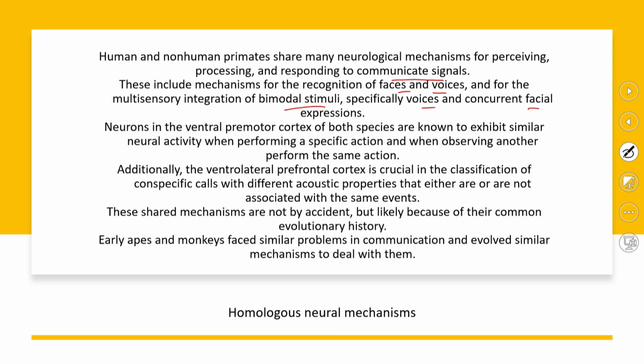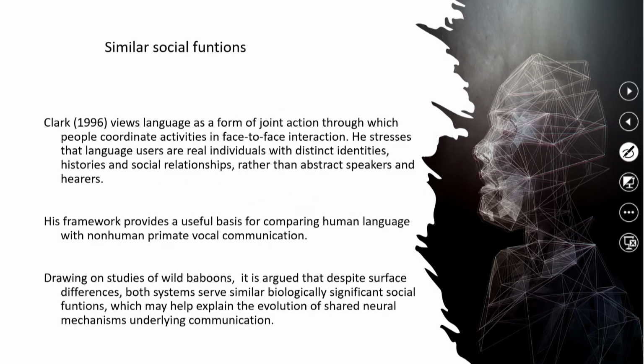Neurons in the ventral premotor cortex of both species are known to exhibit similar neural activity when performing an action and when observing another performing the same action. We are talking about mirror neurons here. Additionally, the ventrolateral prefrontal cortex is crucial in the classification of conspecific calls with different acoustic properties that either are or are not associated with the same events. So, these are some domains that have been studied when we look at the homologous neural mechanisms between humans and other non-human primates, and similar social functions.